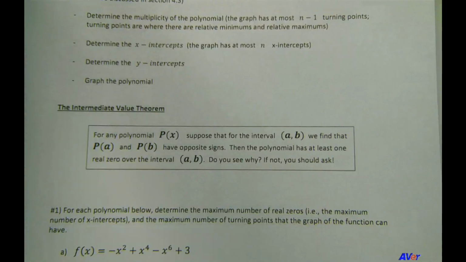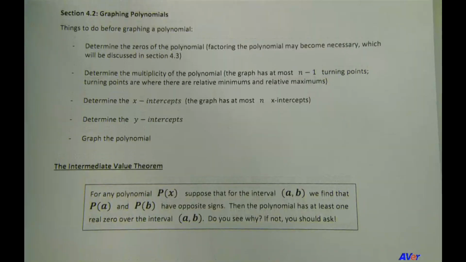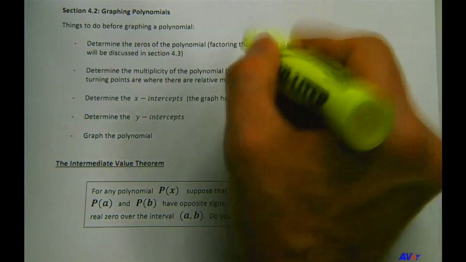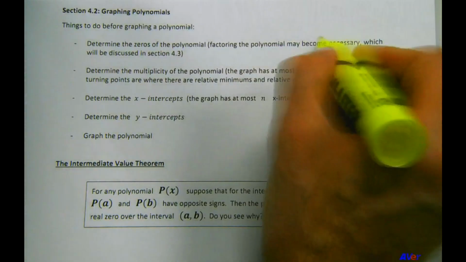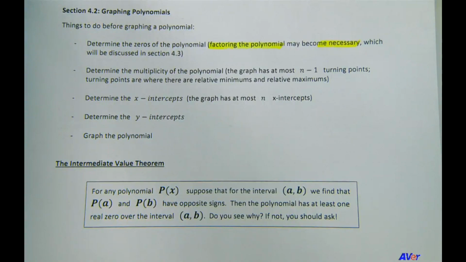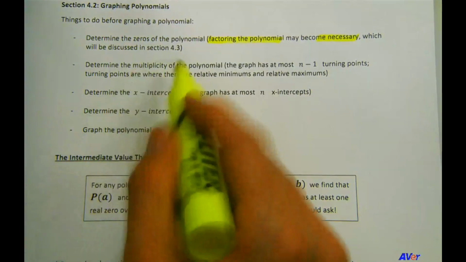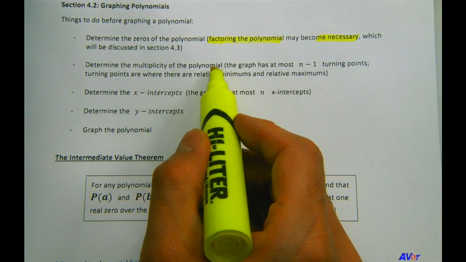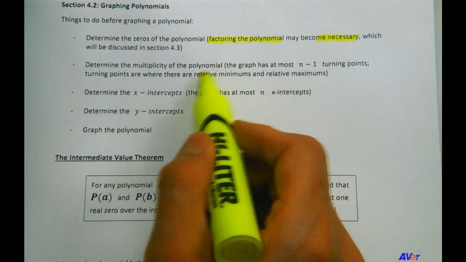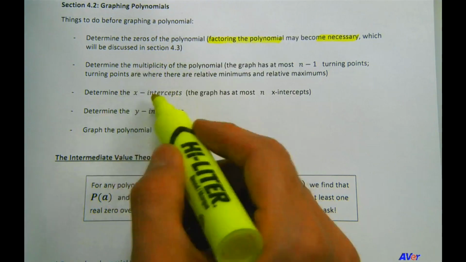All right. So here, before we start graphing the polynomial, we need to remember some of the things. Determine the zeros of the polynomial. Factoring the polynomial may become necessary. It's actually not may become, it is necessary. So the factoring of the polynomial is necessary. And determine the multiplicity of the polynomial. We've talked about this at length last time. This is the power of each factor, right, is the multiplicity.